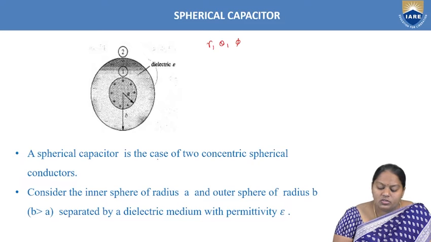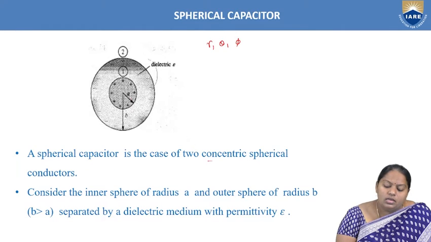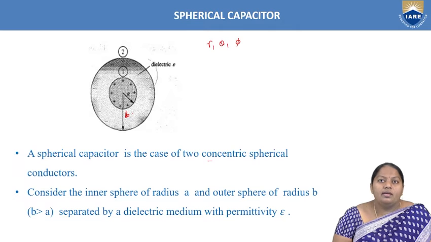A spherical capacitor is the case of two concentric spherical conductors. Here also the inner plate has the total charge, which is uniformly distributed on it, plus q, and it is drawn with a radius a, and the outer plate is drawn with a radius b. The outer plate is fully charged with negative charge, minus q, meaning plus q and minus q are uniformly distributed on plates 1 and 2 respectively.